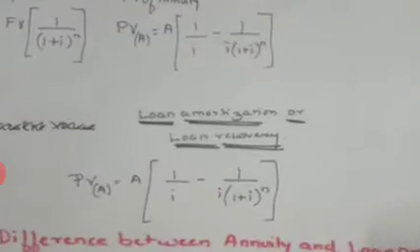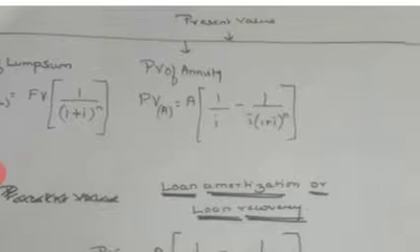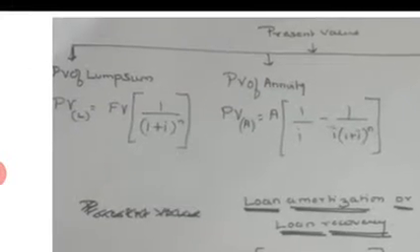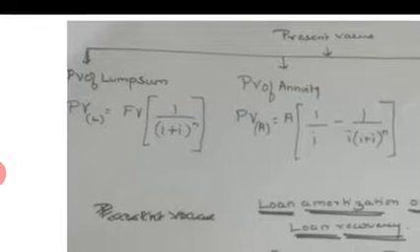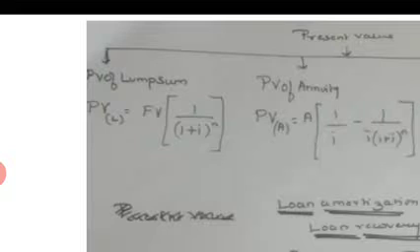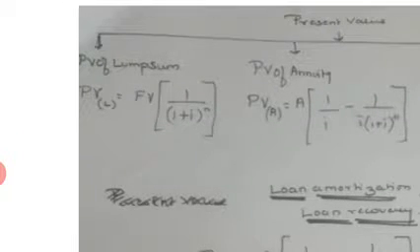So, if you see the present value of lump sum, the formula is PVL is equal to future value into 1 upon (1 plus I) raised to n. And when do we use this? When a future lump sum value is given to us and we need to find out the present value of that future lump sum value, we use the present value of lump sum.